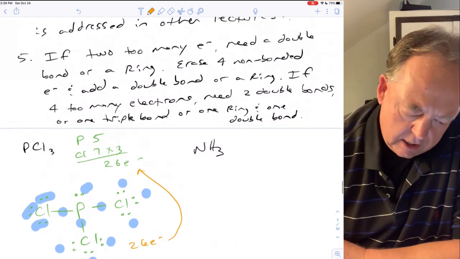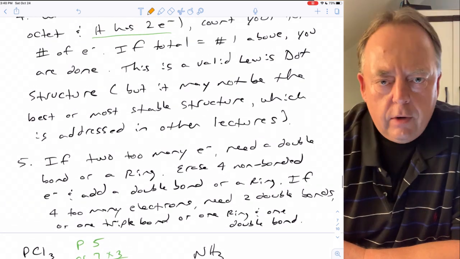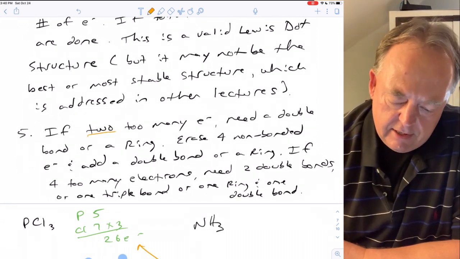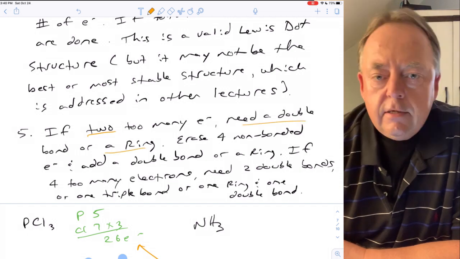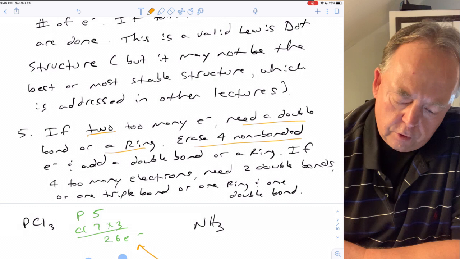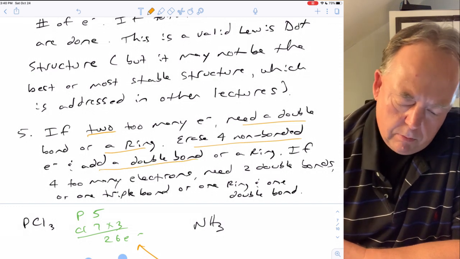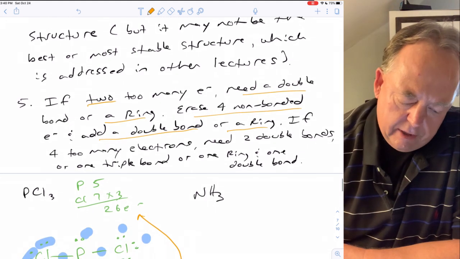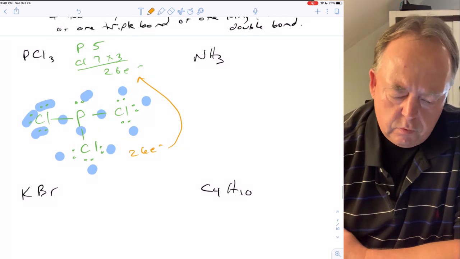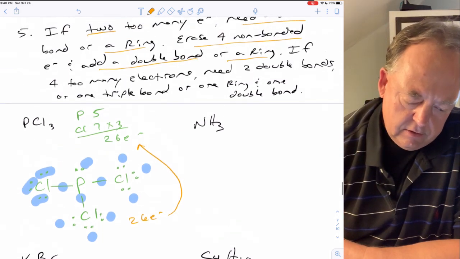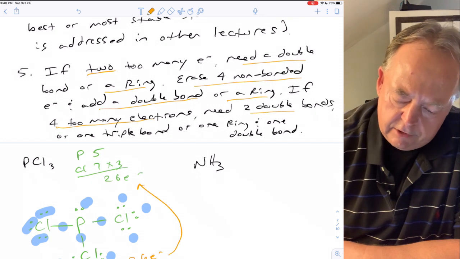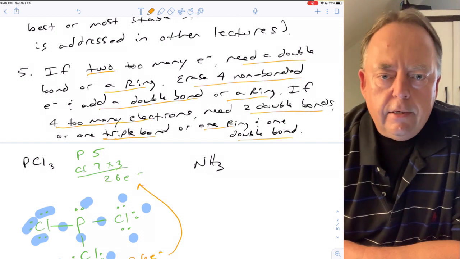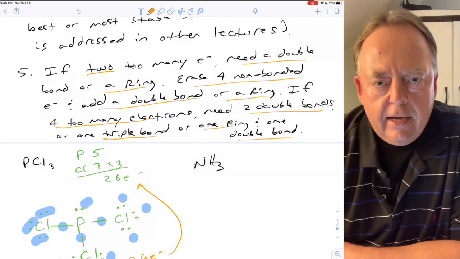Okay, so on this rule number 5, what if we didn't have the right number of electrons? What if we had too many electrons? If we had too many electrons, then that would mean we need a double bond or a ring in the structure instead. So we would erase 4 non-bonded electrons and we would add a double bond or we would add a ring. And in the next lectures, there's examples of that. Or if we counted our electrons, say instead of 26, we had 30, if we had 4 too many electrons, then that means you either need 2 double bonds, or you need 1 triple bond, or you need 1 ring and 1 double bond. And again, there's examples of that in some of the other lectures.